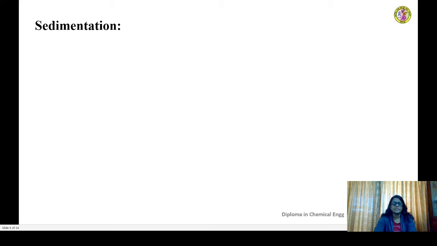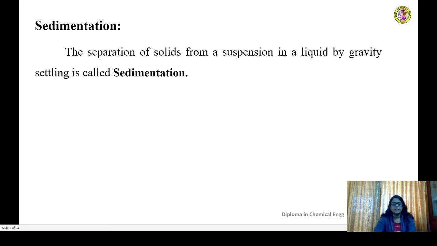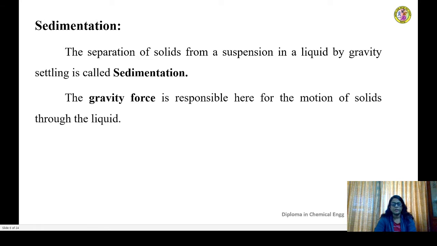Now let us understand what is meant by sedimentation. I told you the definition of sedimentation in the starting class of the third unit. Sedimentation is that operation in which gravity force is applied to the contents of a slurry and the settling of the solids takes place under the influence of gravity. In that way we can separate the solids from liquids. The separation of solids from a suspension in a liquid by applying a gravity settling process is known as sedimentation.